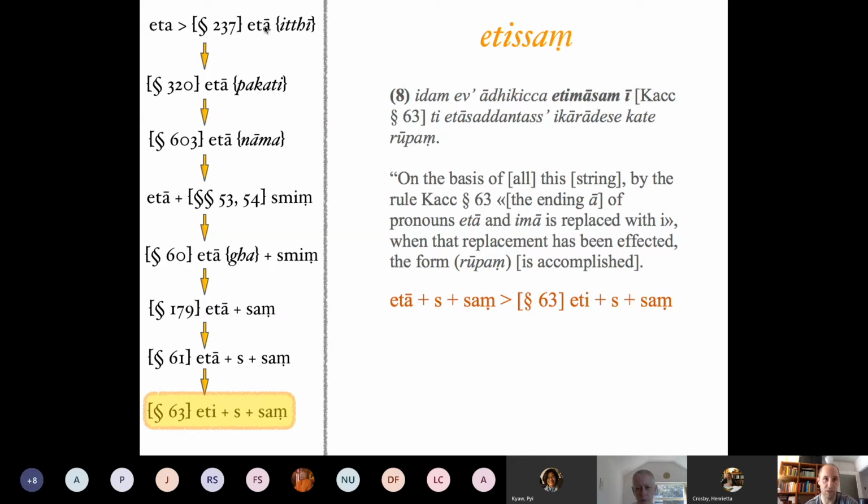So you can see also that the numbers of the rules that are activated for the formation of this word are not in sequential order. We start with 237, then jump to 320, jump to 603, then go back to 53 and 54, then go to 60, then jump to 179, then go back to 61, and then go to 63. So that's how it works when we know the grammar by heart.